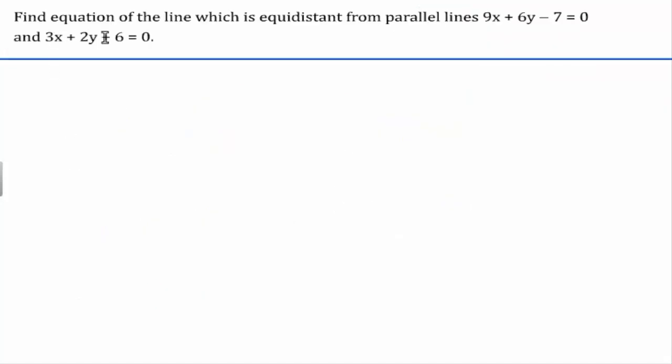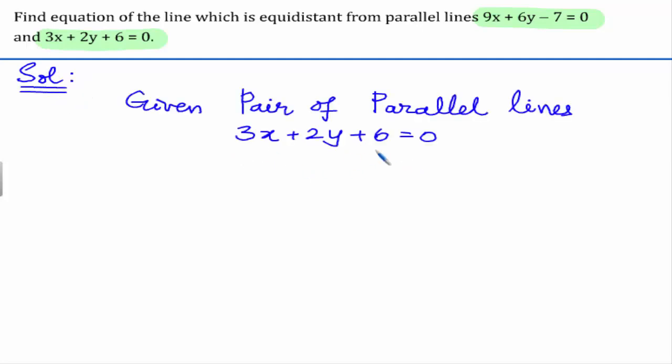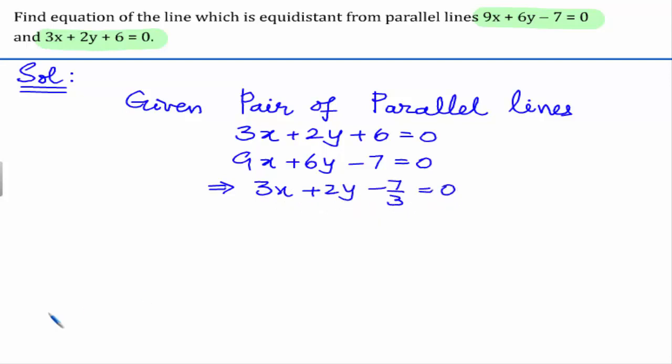In this question, we need to find out the equation of a line which is equidistant from the two parallel lines 9x plus 6y minus 7 is equal to 0 and 3x plus 2y plus 6 is equal to 0. Let us see the solution for this. The given pair of parallel lines are 3x plus 2y plus 6 is equal to 0 and 9x plus 6y minus 7 is equal to 0. The second equation can be written as 3x plus 2y minus 7 by 3 is equal to 0. So these two lines are given as parallel lines.